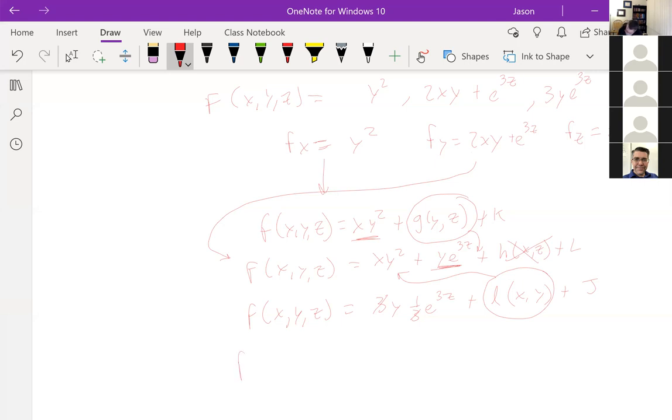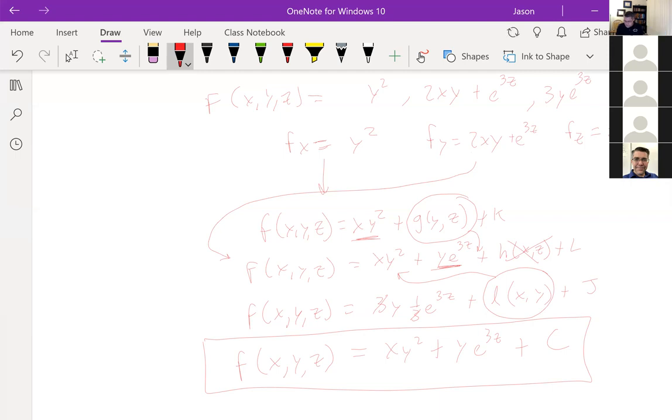Oh, okay. So the parent function is f(x, y, z) equal to xy squared plus y e to the 3z plus some constant, and that's it. And then if you wanted to do a line integral, you could do a line integral on that as well.